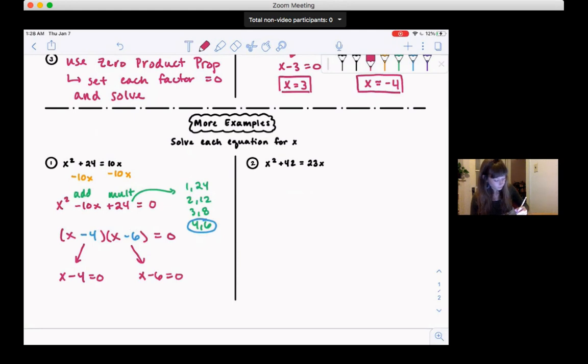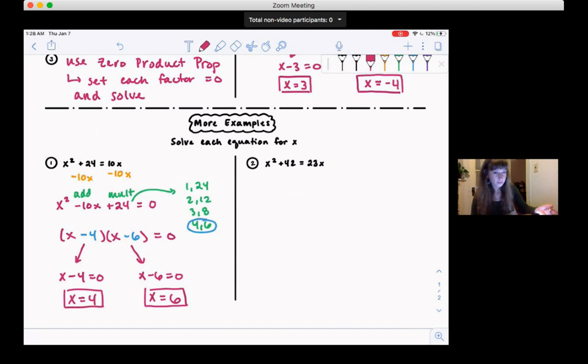If x minus 4 is equal to 0, then x would have to be a positive 4. And if x minus 6 is equal to 0, then x would have to be a positive 6. Okay, so that gives us the two solutions to our equation. Awesome. Let's do one more example.